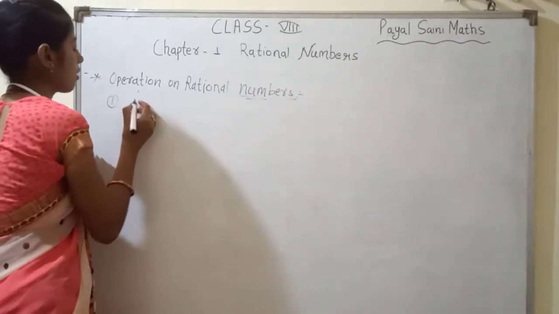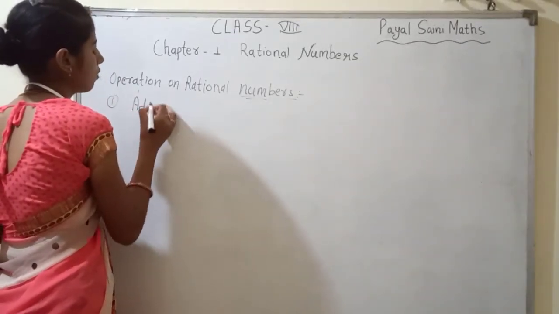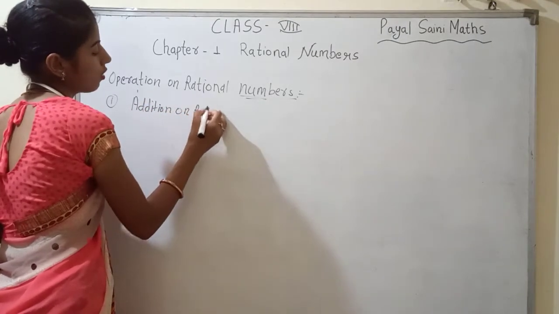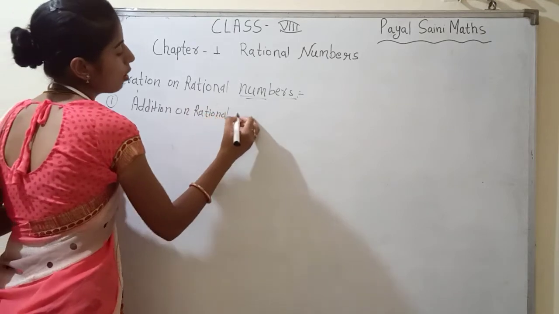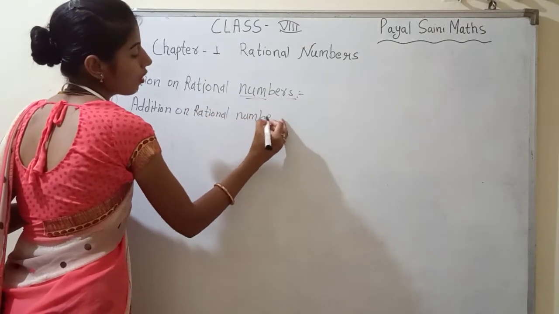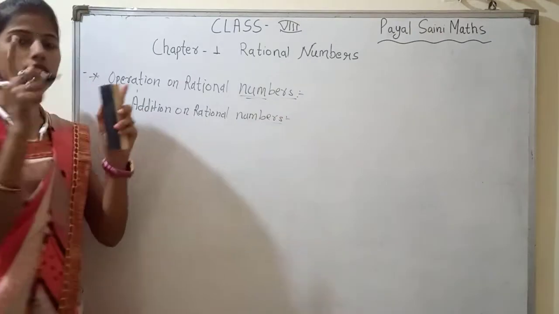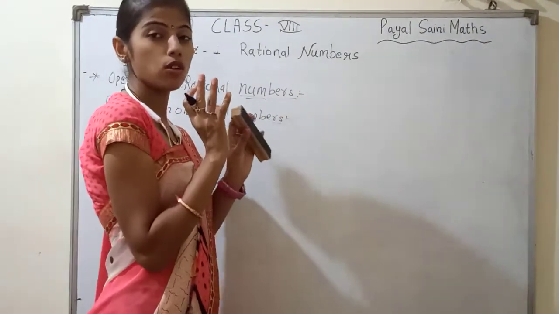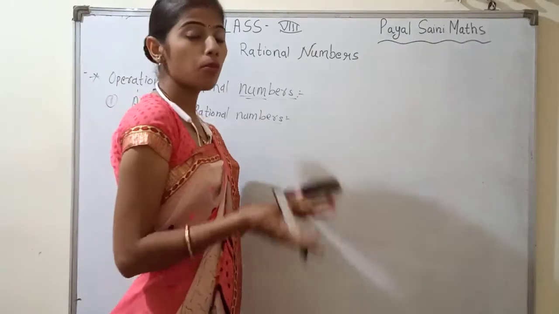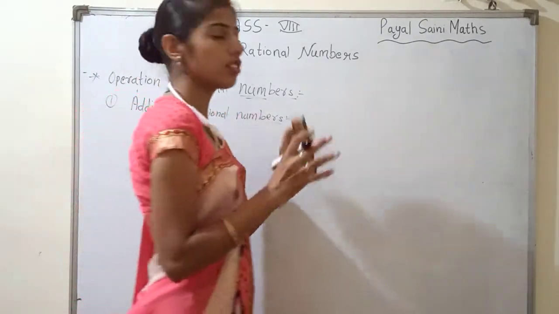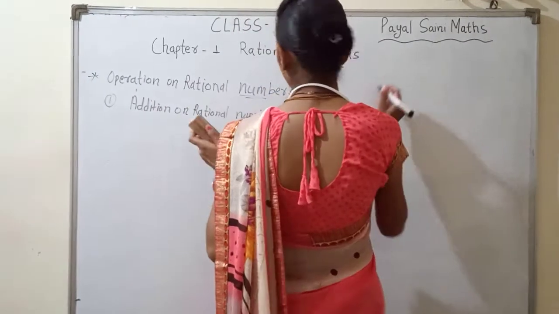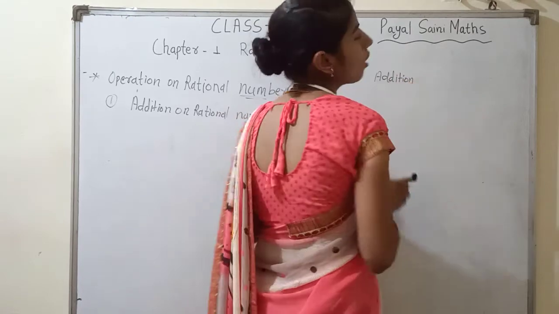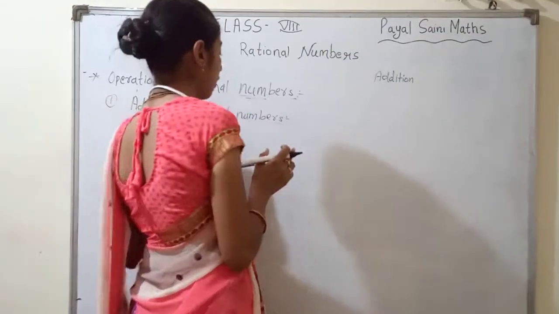Then our first point is addition on rational numbers. Before we start our first operation, there are some important facts you should know about. What are the important facts? There is the sign fact. We know that for addition there are four signs and their results are also very important in this topic.